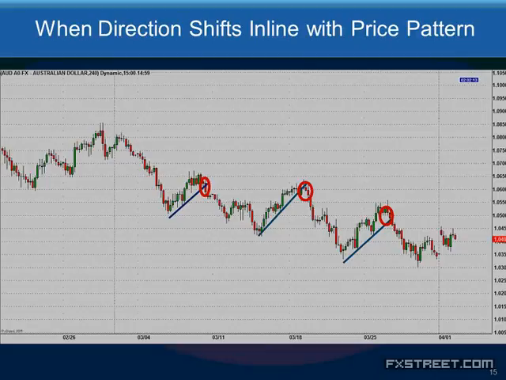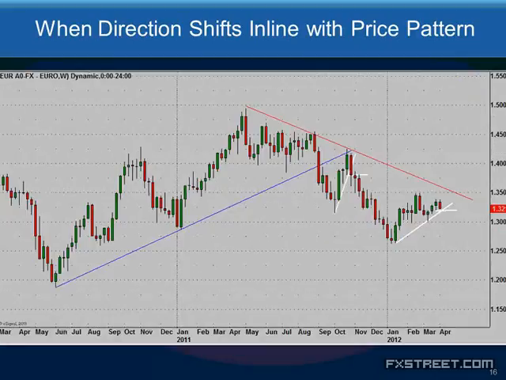So back to the technical analysis. It's really when direction shifts in line with that price pattern that we're all about. An even simpler way to look at it is we're looking to sell rallies in a downtrend. It's that simple. You're looking to sell rallies in a downtrend or buy dips in an uptrend. As humans, we're pretty good at pattern recognition to start, and it's that change of direction in line with that pattern that we need to focus on.